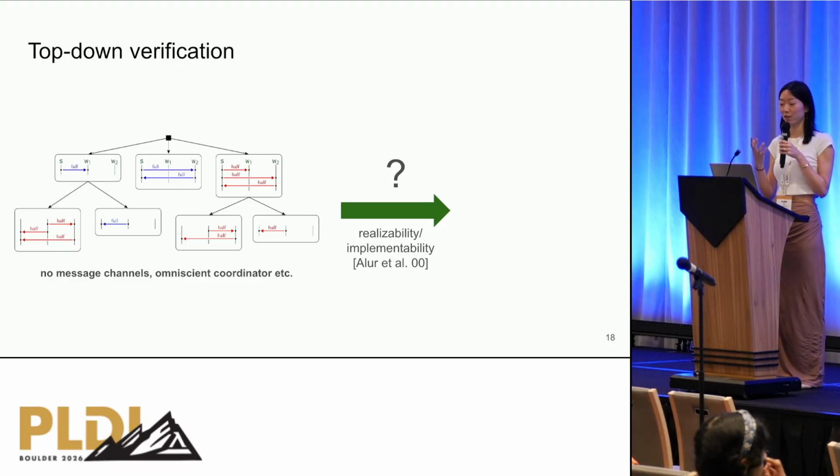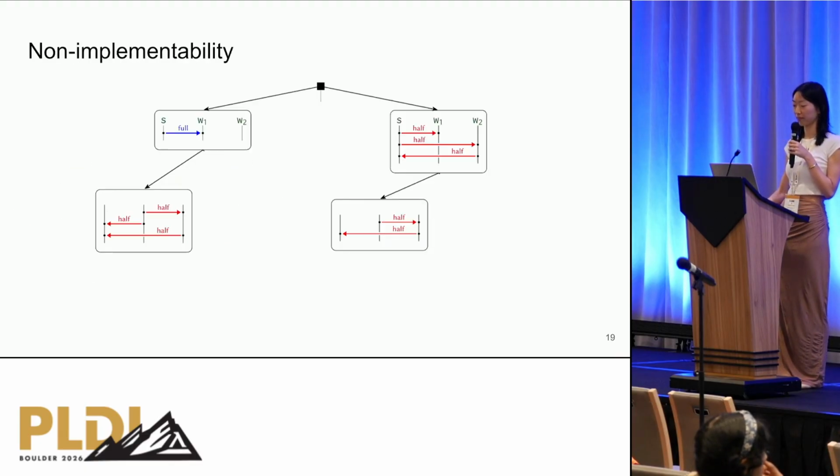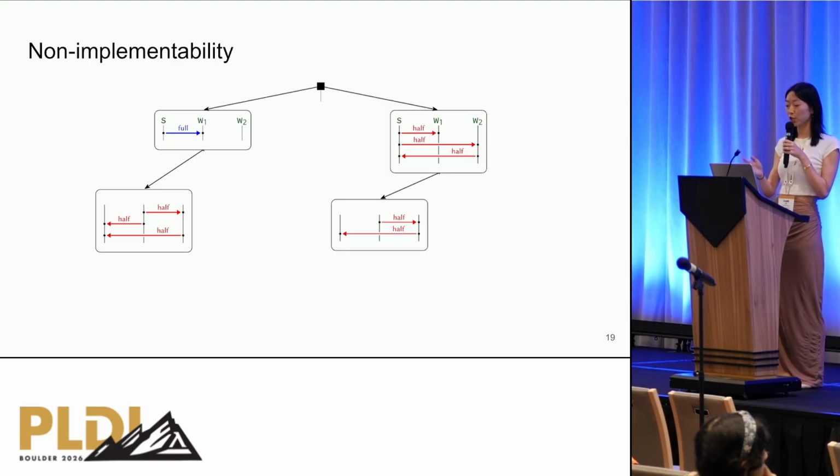Realizability asks whether these assumptions are realistic to make in a distributed setting, in which the only way that participants can gain information about the global system is by sending and receiving messages. In fact, our running example contains sources of non-implementability. So let's look at just 2 of these branches in the protocol.